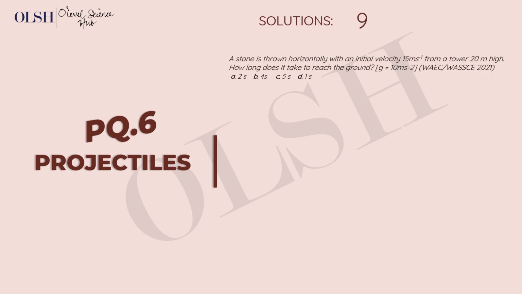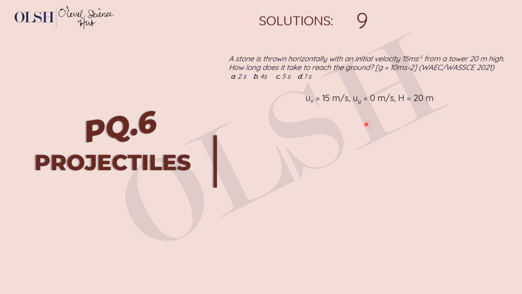All right, so we have a stone thrown horizontally with an initial velocity 15 meters per second from a tower 20 meters high. How long does it take to reach the ground? So this is the horizontal component of our velocity. That's the initial velocity. Bringing out our parameters, we have ux is 15 meters per second and uy is obviously 0. So at that point where it's projected, the vertical velocity is 0. The horizontal velocity is 15 meters per second, because it was horizontally projected, it has no vertical component. Then our h is 20.